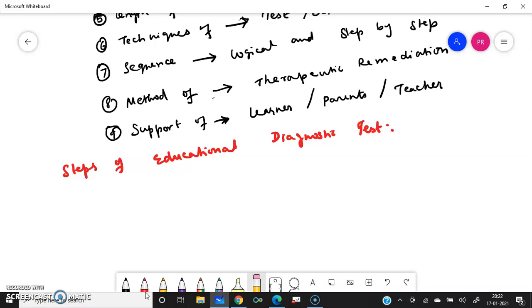Then consultation of a psychologist. If there are too many mistakes, you should talk to a psychologist, of course. Then strong motivation, you motivate that particular child. The last one is prevention of recurrence of the difficulties. This type of difficulty should not recur, right? So you have to stop that.